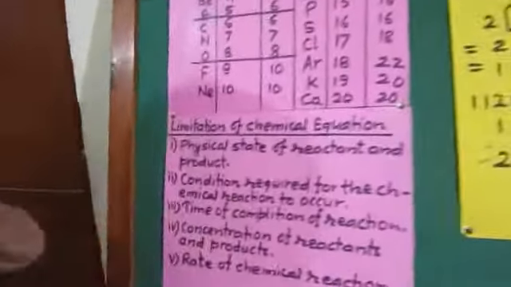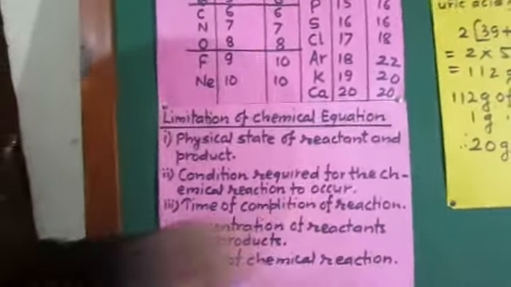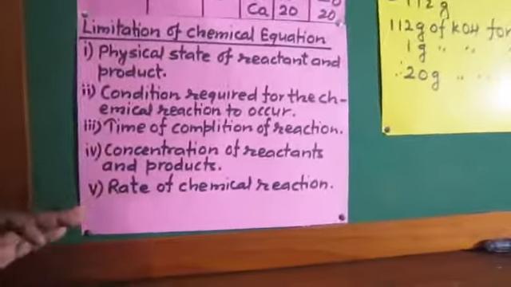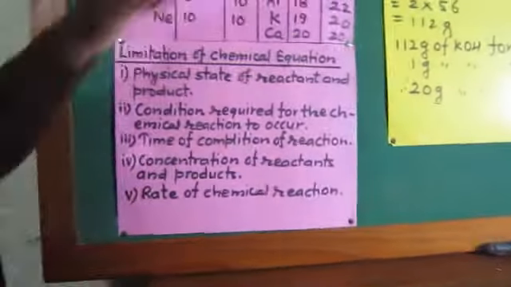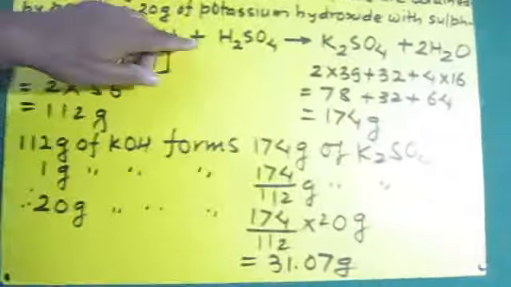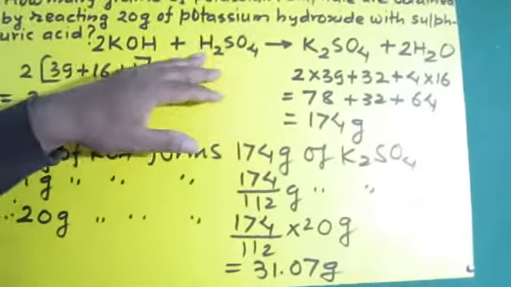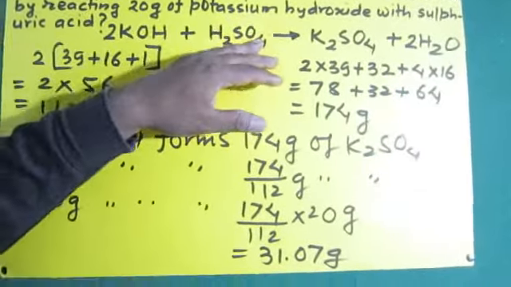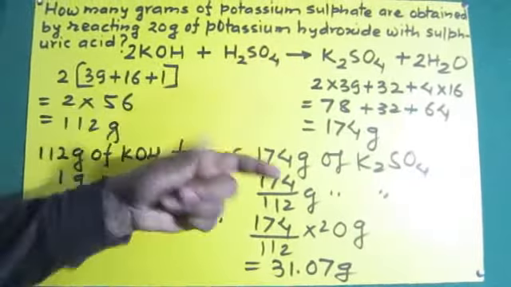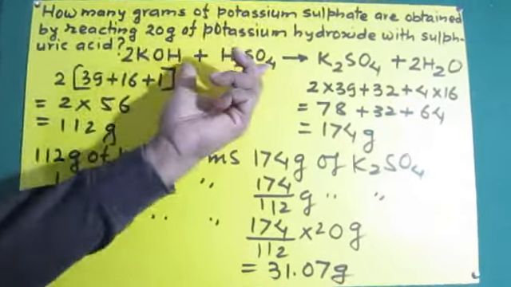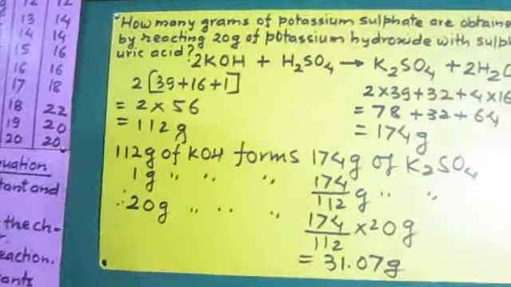Now, third, the time of completion of a reaction cannot be understood by looking at a chemical equation. This equation doesn't say how long it takes to complete the chemical reaction. The time taken by this chemical reaction for its completion is not represented in this equation. That's why a chemical equation cannot represent it.